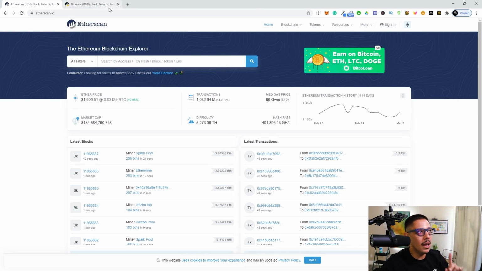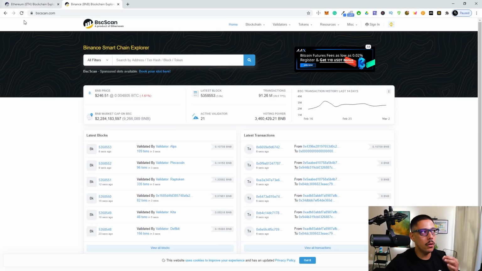So as you can see right here, we have two different Block Explorers. Now, every single blockchain has a different Block Explorer, and they're pretty much the same. Not all the same, but they're very close, including Bitcoin. The ones we're going to be looking at specifically right now are Ethereum and the Binance chain. I'll go over some details.